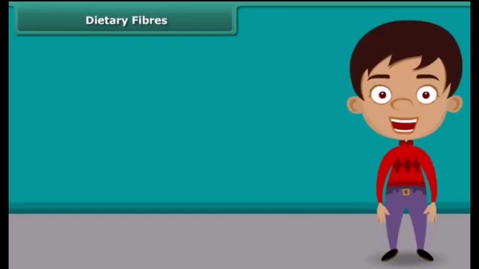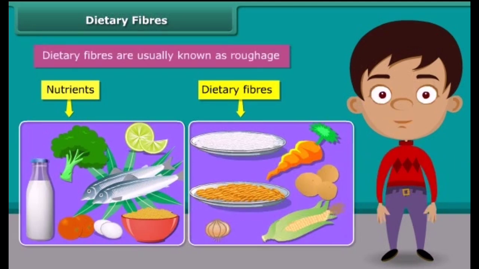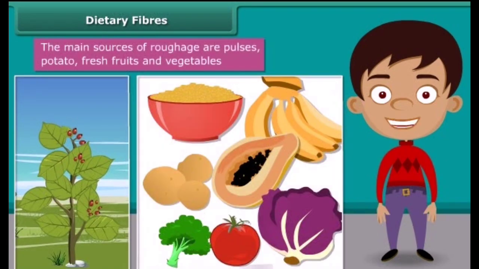Dear friends, do you know that besides nutrients, dietary fiber also play an important role in our body? They are usually known as roughage. You need to know that roughage does not provide any nutrition to our body, but adds bulk. They are found only in plants, pulses, potato, fresh fruits, and vegetables as the main sources of roughage. This helps our body to get rid of the undigested food.